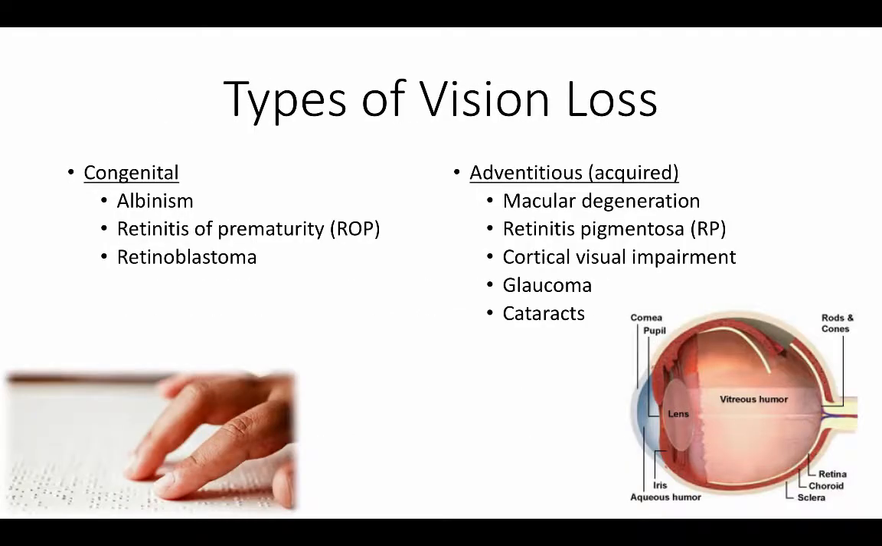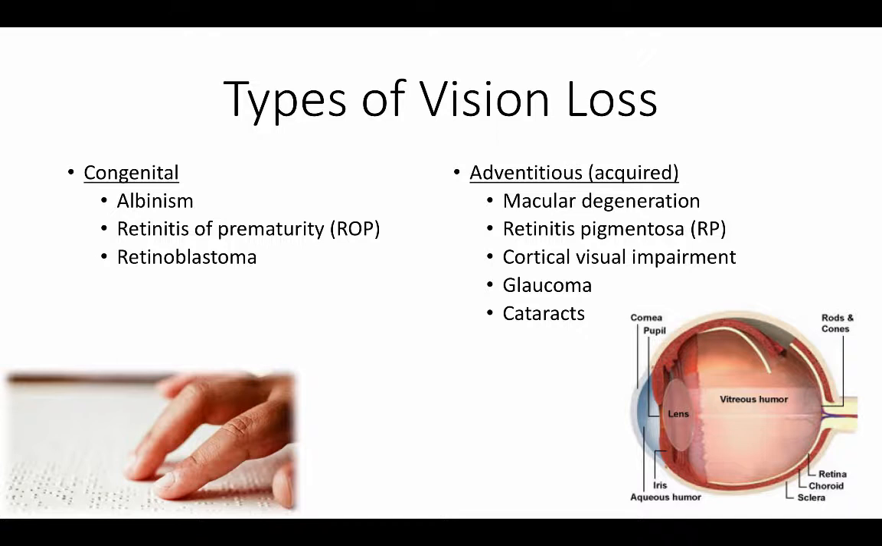So what are some types of vision loss? The book covers these. They're a little bit more common, but there are a ton of different types of vision loss, so we're just going to touch base on these. Remember, as we've learned before, there's congenital and then there's acquired. And when it comes to vision loss, acquired is actually called adventitious, which is still acquired. It happens later on in life. Congenital means that they're born with that vision loss right away.